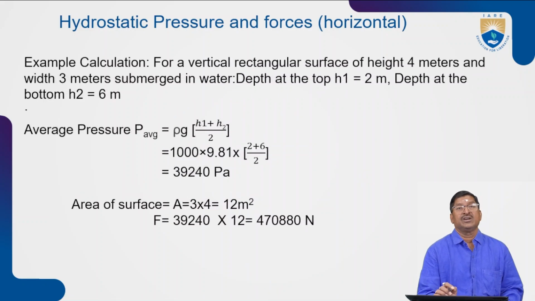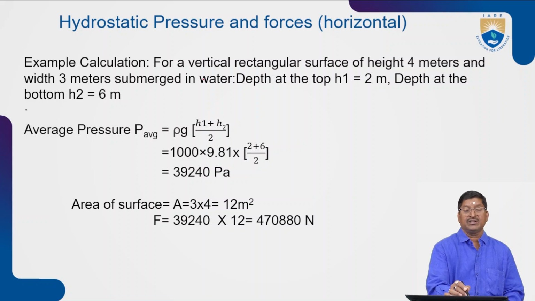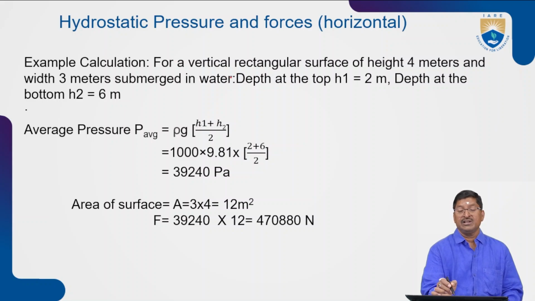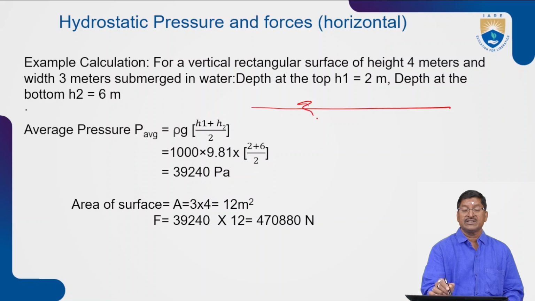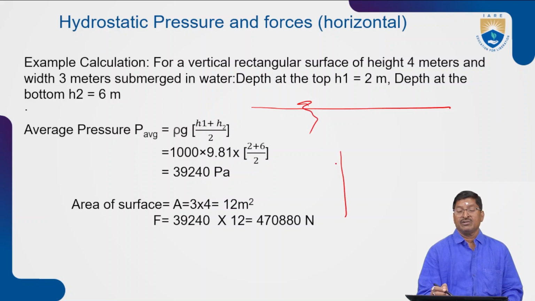So you can see one more example. Here the vertical rectangle is also vertical. That means the water surface is here, and then this one is the vertical rectangular surface. Okay, so it is a rectangular surface.